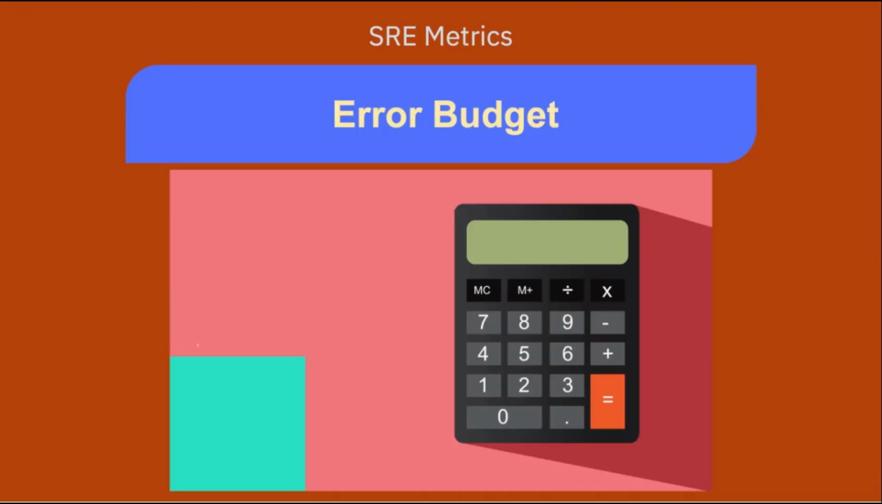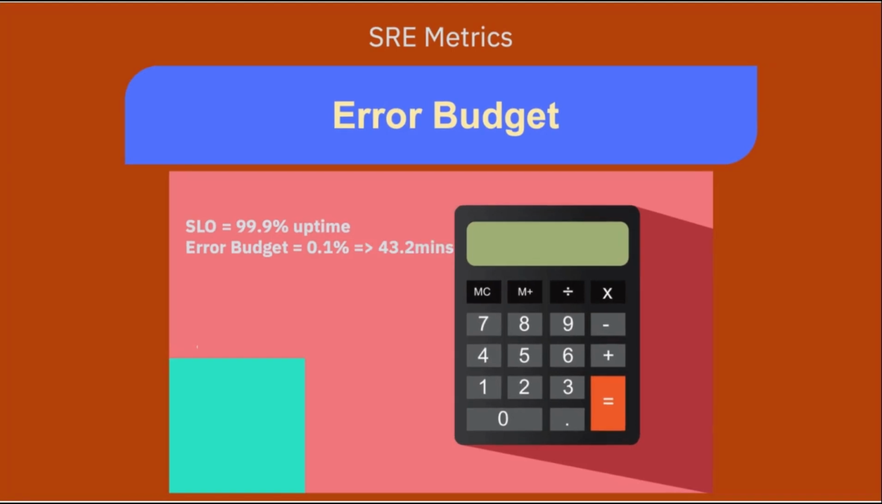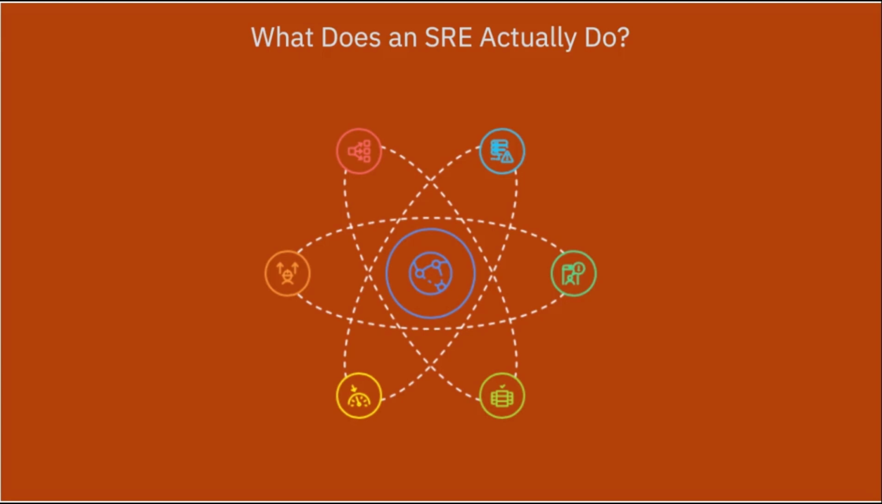4. Error budgets. This is the allowable amount of downtime or failures within a given period, based on the difference between 100% uptime and the agreed service level objective, SLO. For example, if your SLO is 99.9% uptime per month, your error budget is 0.1% downtime, which translates to 43.2 minutes of downtime allowed. If you have exceeded your error budget, this would be a good time to pause risky changes until reliability improves.